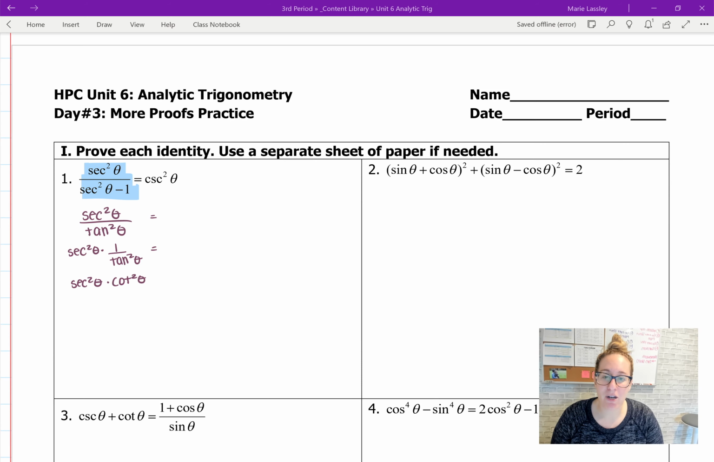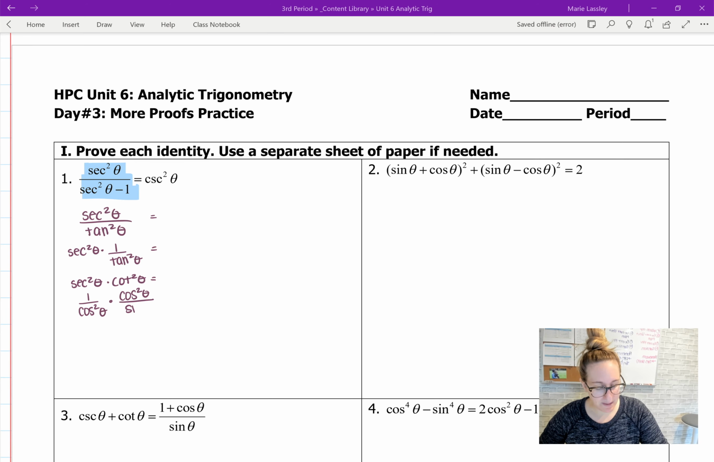All right, and now I'm going to do that technique that we talked about the last time, and I'm going to rewrite this so that everything is in terms of sine and cosine. So secant squared is 1 over cosine squared. Cotangent is cosine squared over sine squared.